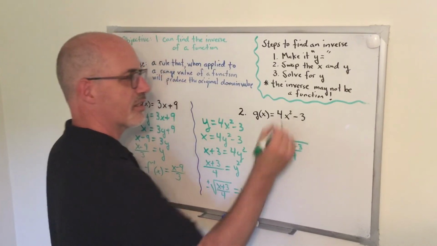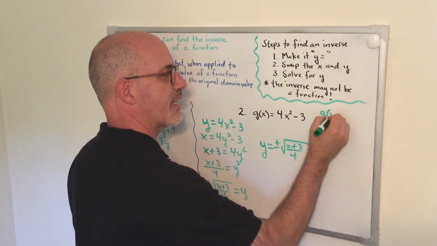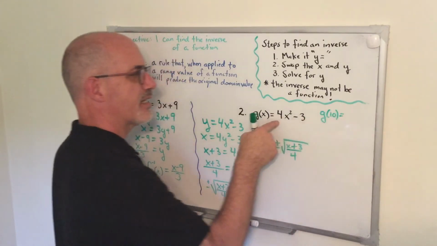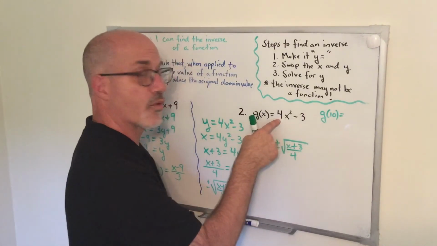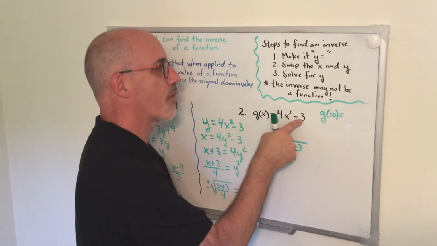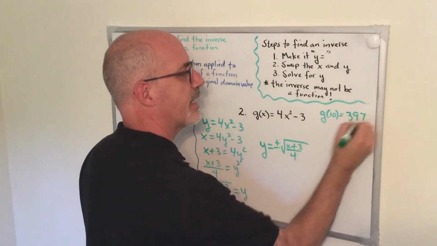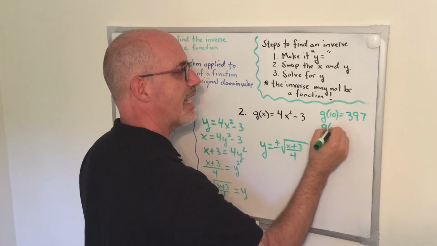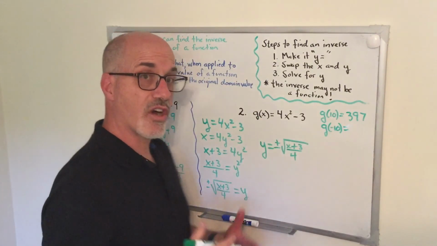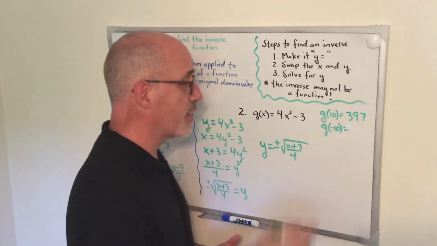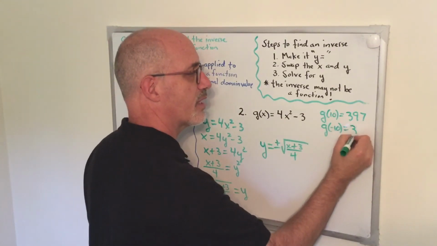So let's see what that means. Let's look back at our original. Let's do g of 10. If you put in 10 into this equation, you get 10 squared is equal to 100. 100 times 4 is 400. 400 minus 3 is equal to 397. If you do g of -10, -10 squared is also positive 100. 100 times 4 is 400, minus 3 is also 397.